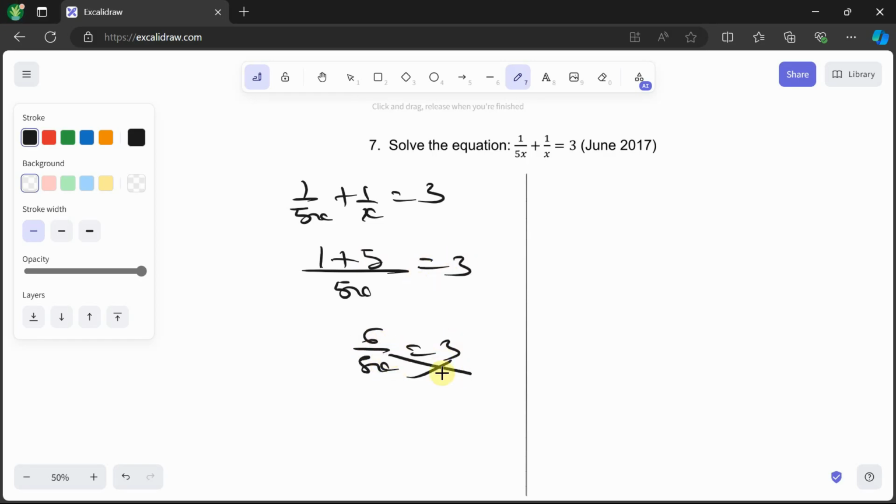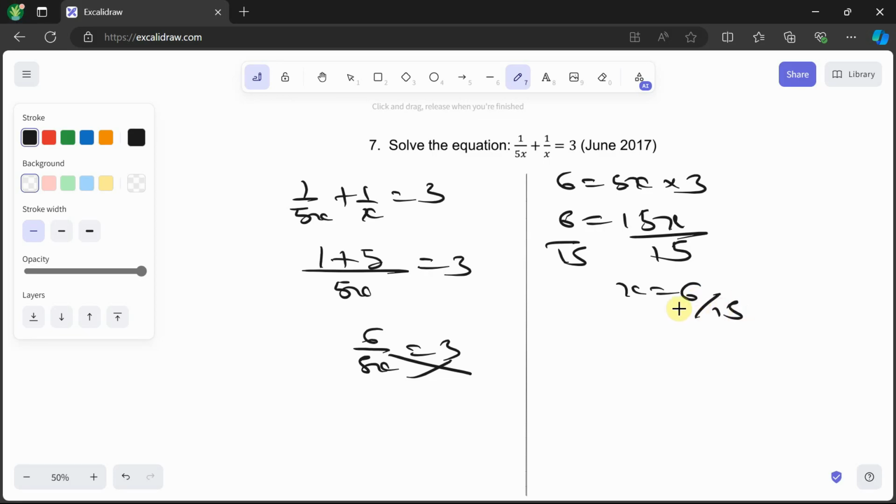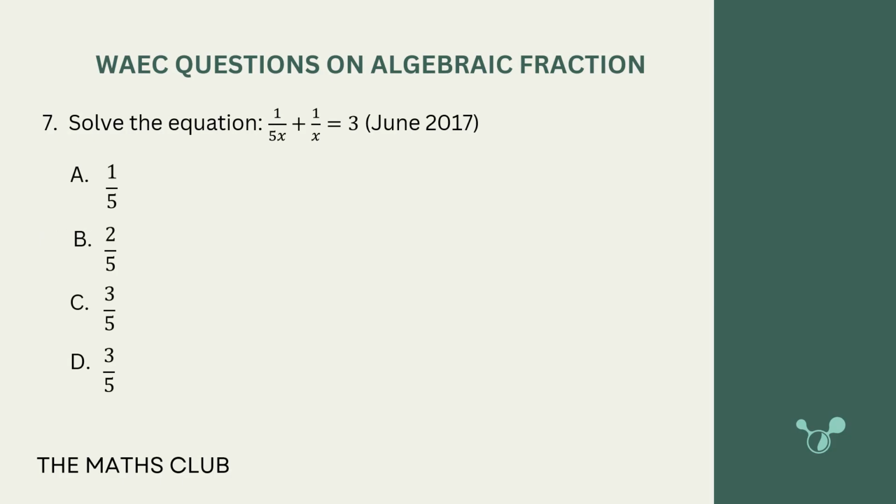I can cross multiply and say 6 is equal to 5x multiplied by 3. 6 is equal to 15x. And if I divide both sides by 15, our x will be equal to 6 over 15, which I can simplify to say 3 here 2, 3 here 5. So our x is equal to 2 over 5. That will be option B.